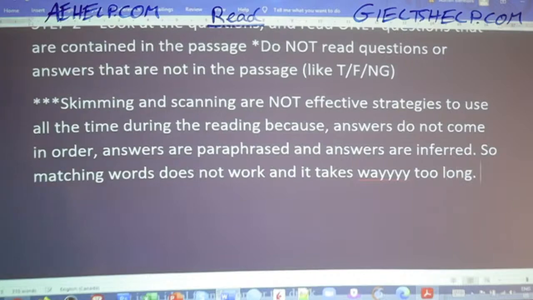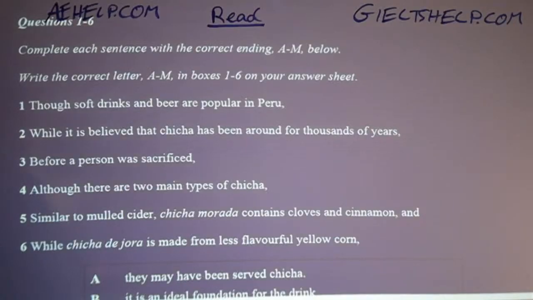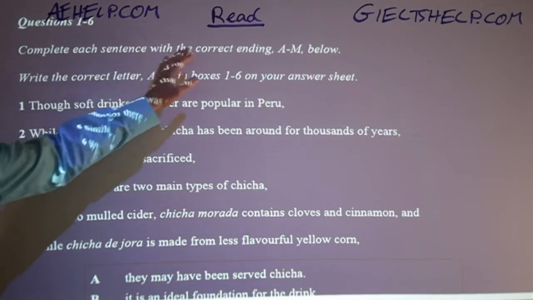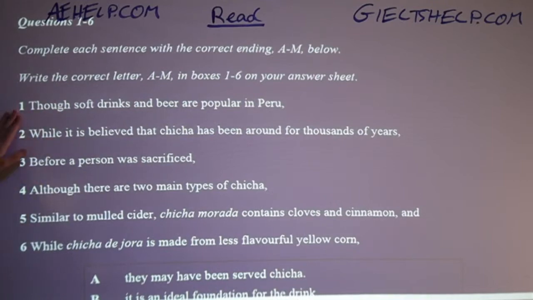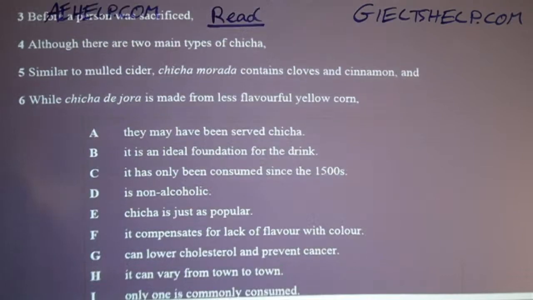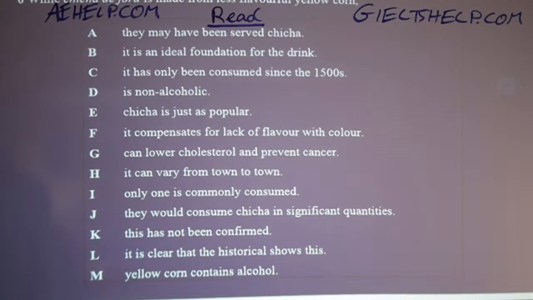Okay? So keep that in mind, all right? Okay, so here we have this matching or completing each sentence with the correct ending. These are not necessarily in the order of the passage. Let's read these questions. We have 1, 2, 3, 4, 5, 6 questions, and we've got like 20 choices. 1, 2, 3, 4, 5, 6, 7, 8, 9, 10, 11, 12, 13 choices.